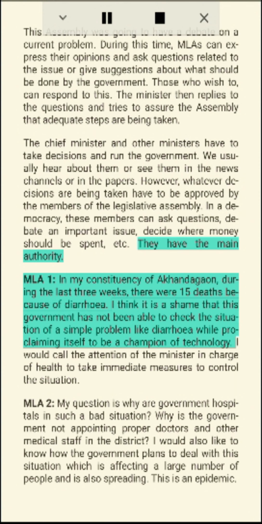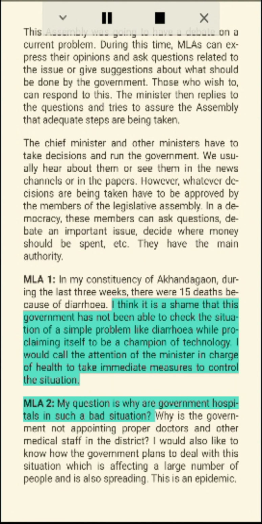MLA 1: In my constituency of Akandagan, during the last 3 weeks, there were 15 deaths because of diarrhea. I think it is a shame that this government has not been able to check the situation of a simple problem like diarrhea while proclaiming itself to be a champion of technology. I would call the attention of the minister in charge of health to take immediate measures to control the situation.